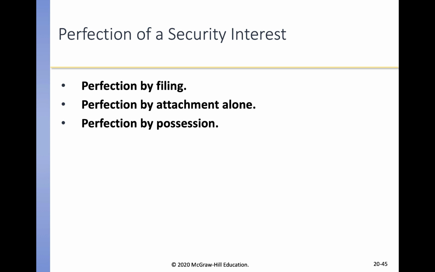It can also be perfected by possession, and that's when the secured party or the creditor takes possession of the collateral. This is called a pledge. A secured party who has possession of the collateral must take reasonable care of the property, and the debtor must reimburse the secured party for any money spent to take care of the property.